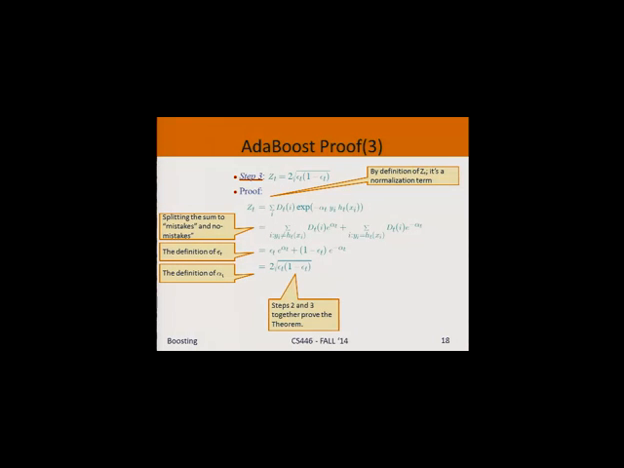Okay? So now step 2 and 3 together prove the theorem. You just substitute 2 and 3. So why did I do this? Basically, one of the key things that I wanted you to understand is the definition of epsilon t. And this proof forces you to understand this. So all this terminology that we used here is very simple, but very important for you to understand.